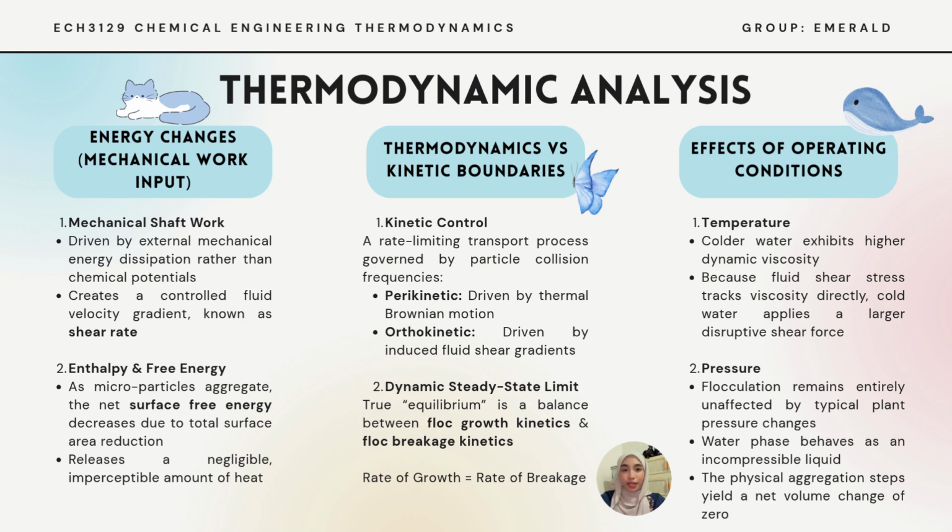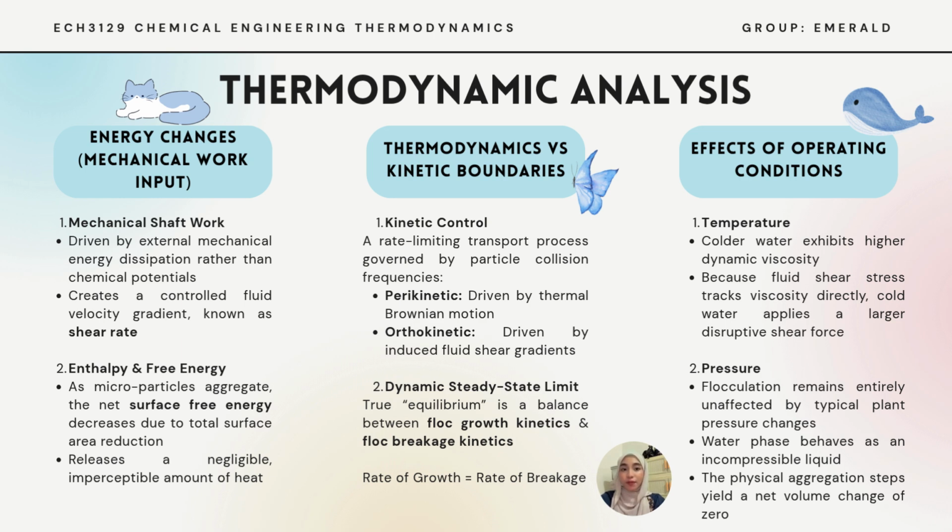Second, flocculation operates under kinetic control rather than traditional thermodynamic equilibrium. It is a rate-limiting transport process governed by particle collision frequencies, which occur via 2 mechanisms: perikinetic, driven by thermal Brownian motion, and orthokinetic, driven by induced fluid shear gradients from the paddles. Because of this kinetic dependency, true equilibrium is achieved as a dynamic steady-state limit, where the rate of flock growth is exactly equal to the rate of flock breakage. Rate of growth is equal to rate of breakage.